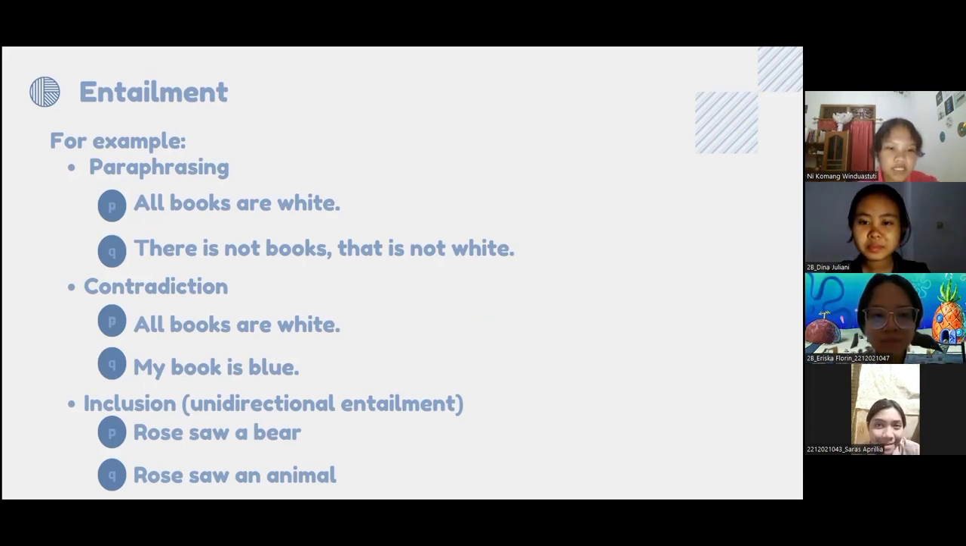Okay, the last one is inclusion. Inclusion is unidirectional entailment, that is, the relationship goes in one direction. For example, Rose saw a bear, and another proposition, Rose saw an animal. So it is true that Rose saw an animal; what Rose saw is a bear. Change the order of the two sentences: Rose saw an animal, and another proposition is Rose saw a bear. She could have seen a bear, but not necessarily. It could have been something else, for example.